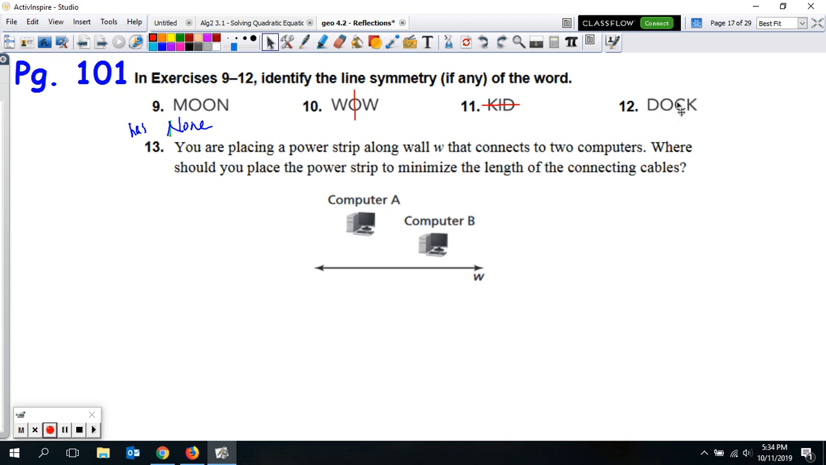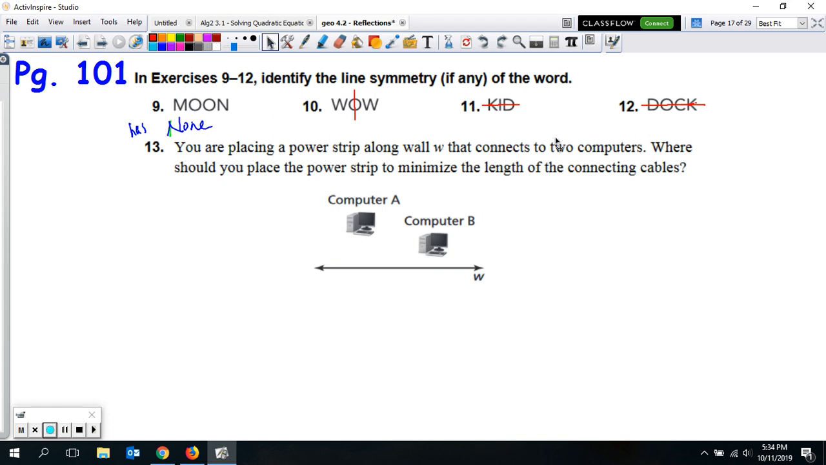The word dock, again, it's not going to work this way for a vertical line. Those are not going to map onto the other letters, but maybe going horizontally again, like we did in 11, works, and it looks like it will. This one also has line symmetry through this way, so it maps onto itself.